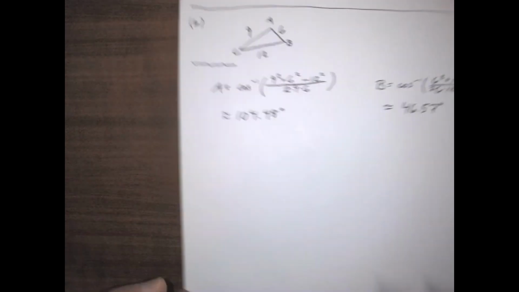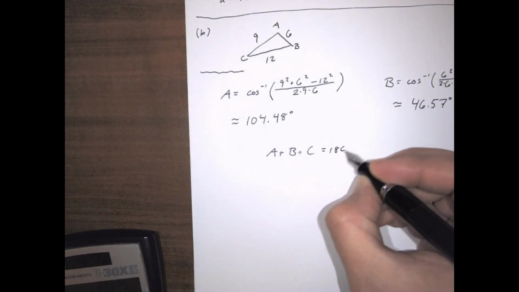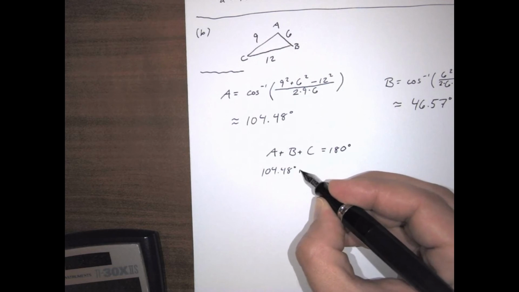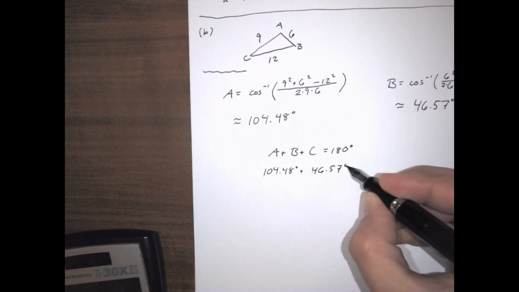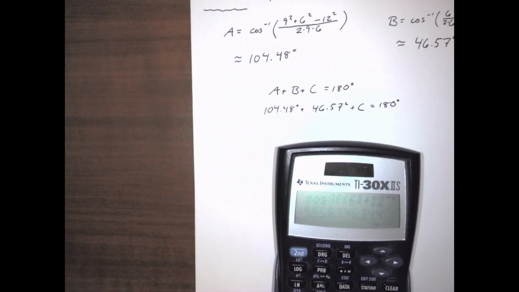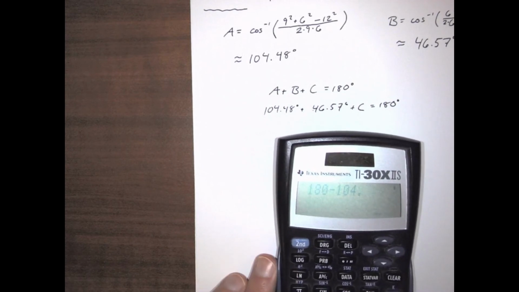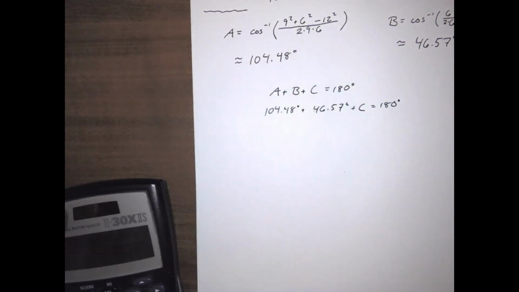All right, and then to find C. So 104.48 plus 46.57 plus mystery C is 180. So I'll just say 180 minus 104.48 and minus again the 46.57, and that gives me 28.95.